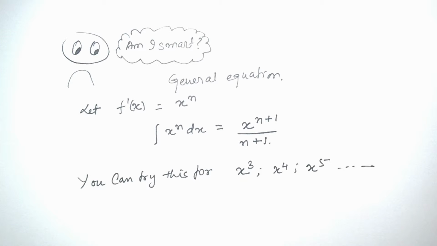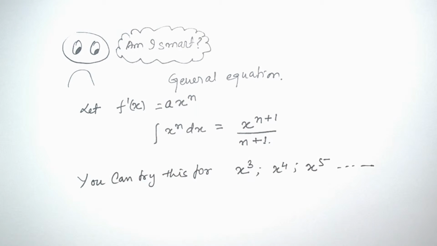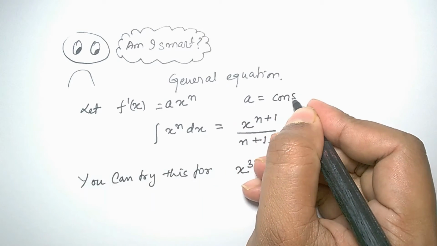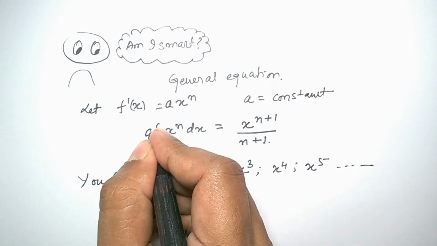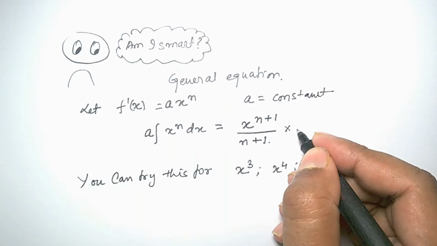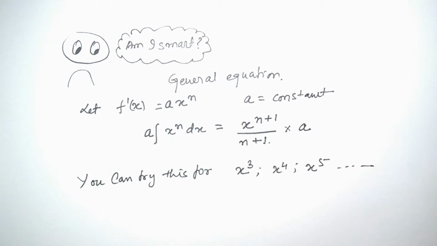And if there is a constant, let us say 1, 2, 3 or 4, I will take a as the constant before x with a power n. To integrate that, we will do a simple process. We will take out a from the equation, and we will integrate as we did in the previous case. In the end, we will multiply it by a, and that's the solution.